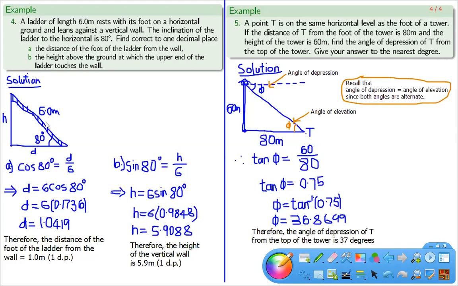All right, so since we have the adjacent and the hypotenuse, it means the suitable trigonometrical ratio that solves this problem is cos. So we have cos 80 degrees, since cos is adjacent over hypotenuse. So that is cos 80 degrees equals d over 6, D, the distance, over 6, the hypotenuse. Right, so d is equal to 6 cos 80 degrees.